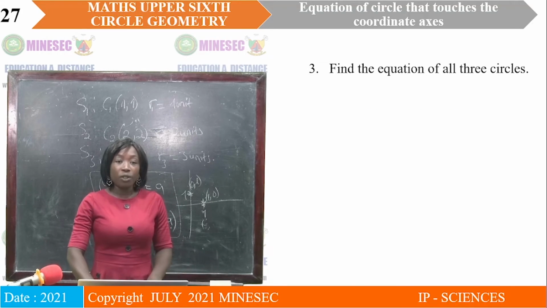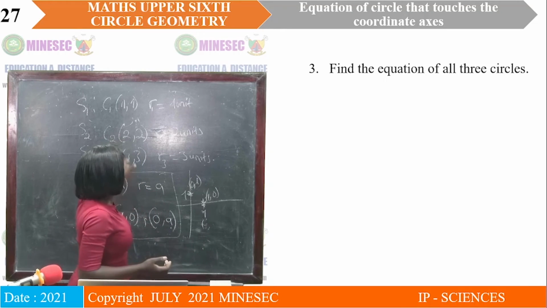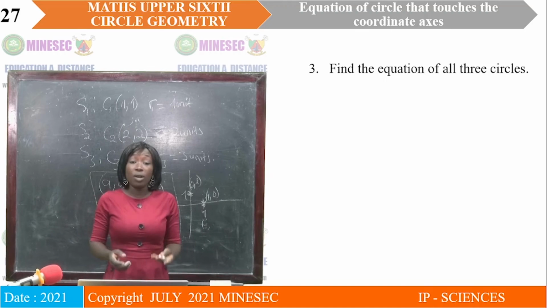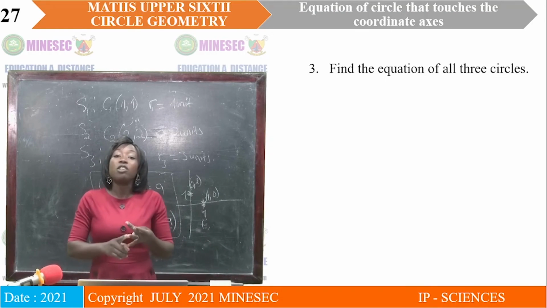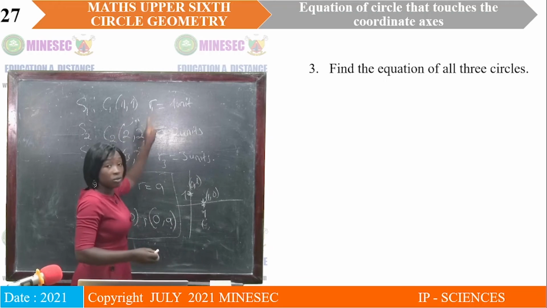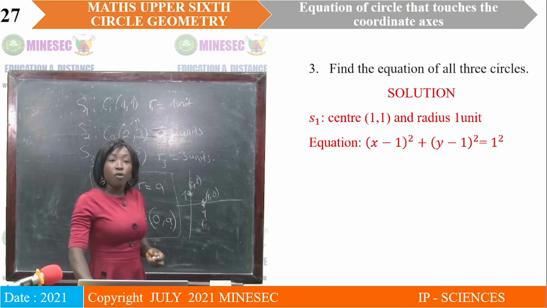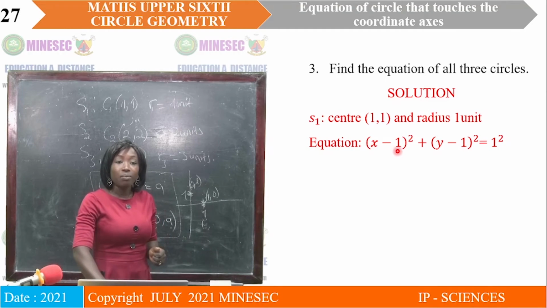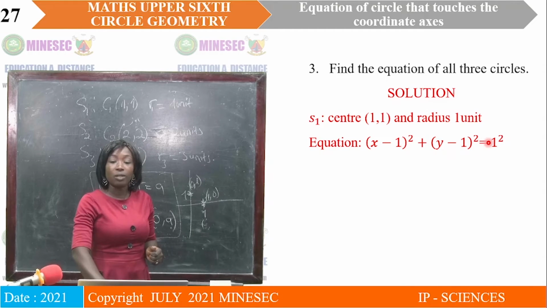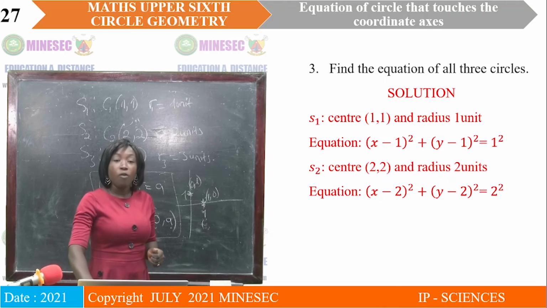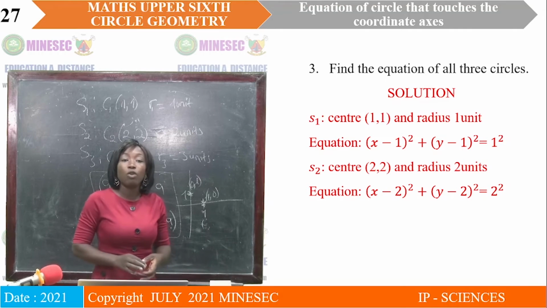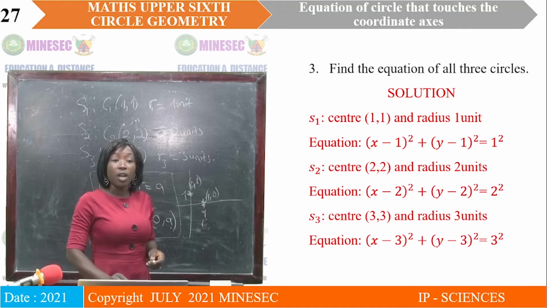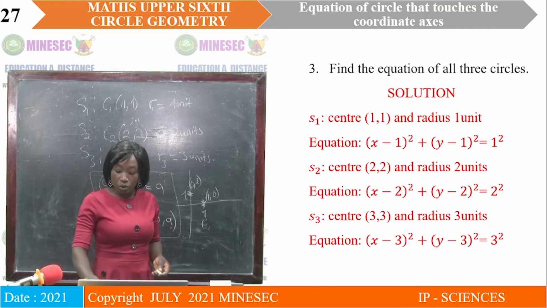Now, find the equation of all three circles. To write the equation of a circle, we need the center and the radius. We have the center and the radius for S1. So for the equation of circle S1, we have (x - 1)² + (y - 1)² = 1². For circle 2, we have (x - 2)² + (y - 2)² = 2². And for circle 3, we have (x - 3)² + (y - 3)² = 3².